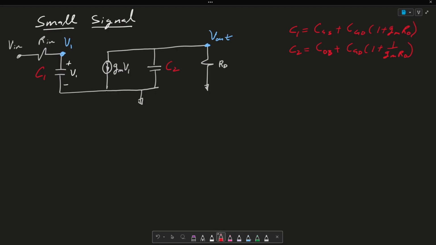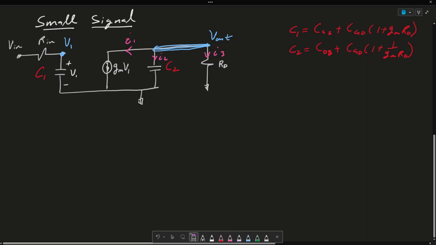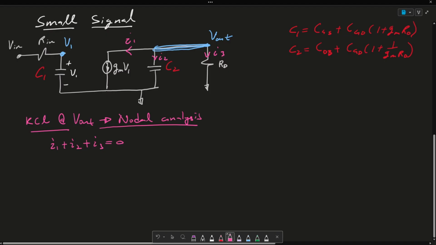So if we can imagine this entire node here is V out, that means that the current leaving here is I1, I2, and I3. And what I'm going to write is a KCL at V out. This can also be called nodal analysis, right? So essentially, this becomes I1 plus I2 plus I3 has to equate to 0.